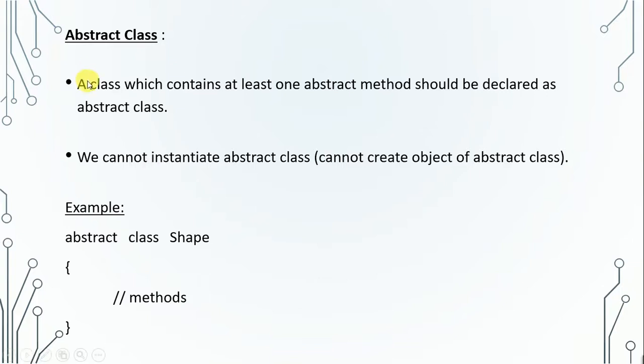A class which contains at least one abstract method should be declared as an abstract class, and this is the important point: we cannot instantiate an abstract class, or in other words, we cannot create an object of an abstract class. For example, we write the abstract keyword first, then the class name, and within that class we have some methods. An abstract class can contain abstract methods and non-abstract methods also. This is how we can write an abstract class.